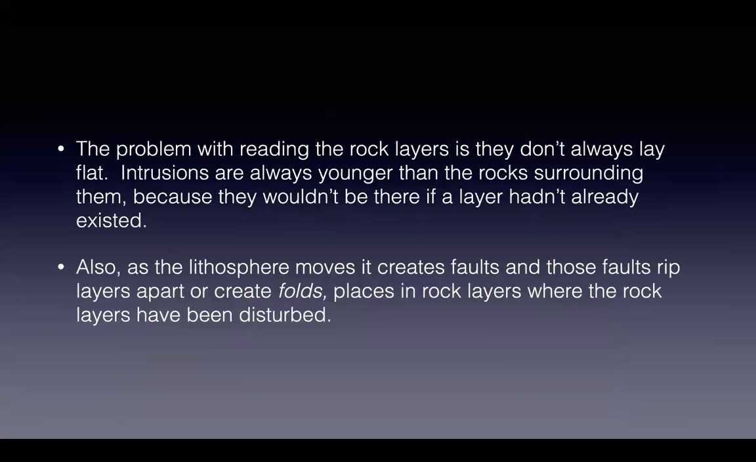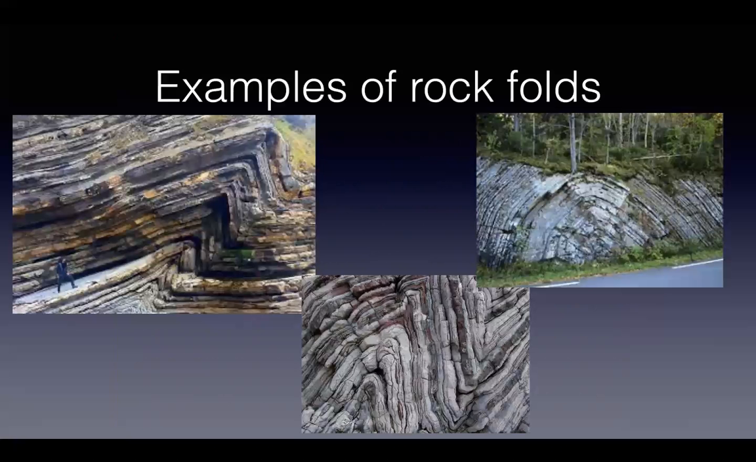So the problem with reading rock layers, and you kind of saw it in that video, is they don't always lay flat. Intrusions are always younger than the rock surrounding them because they would not be there if the layer didn't already exist, as I mentioned. And the other problem scientists have when they're looking at layers is the lithosphere moves. It creates faults. And when those faults rip layers apart, they create these things called folds, or places in rock layers where the rock layers have been disturbed. So these are examples of folds.